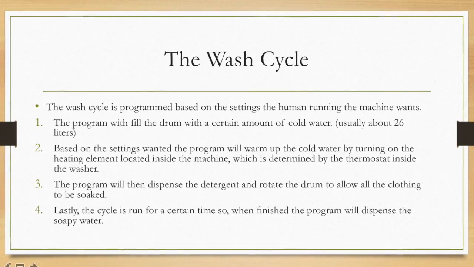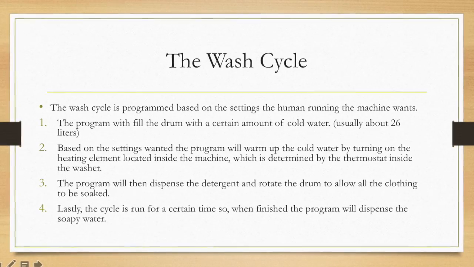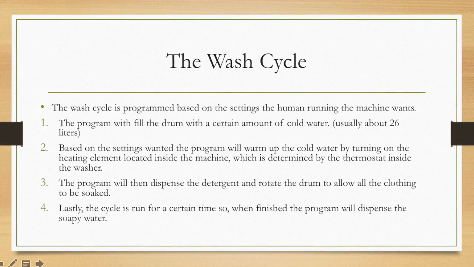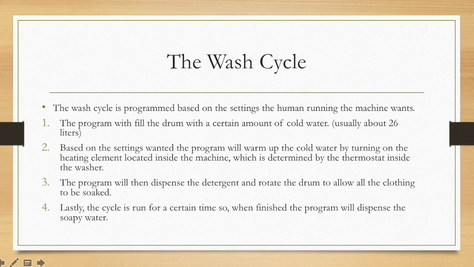After, the code will dispense the detergent and rotate the drum, allowing all of the clothes to be soaked. Lastly, the cycle is run for a certain time, so when the drum stops rotating, the soapy water is then released and the next cycle will begin.